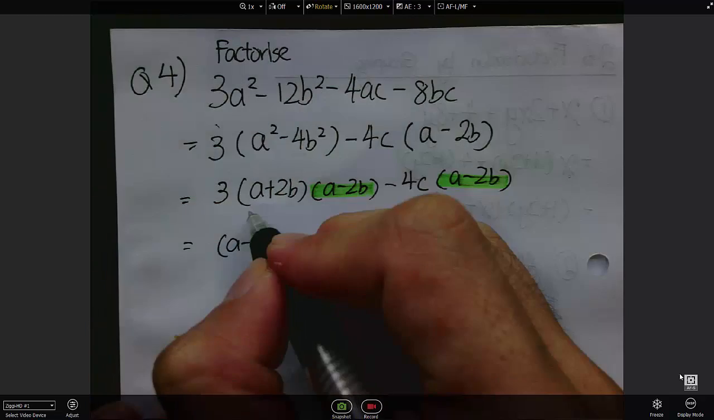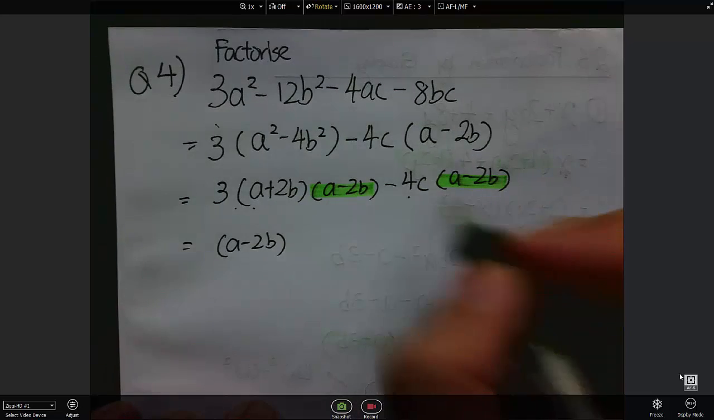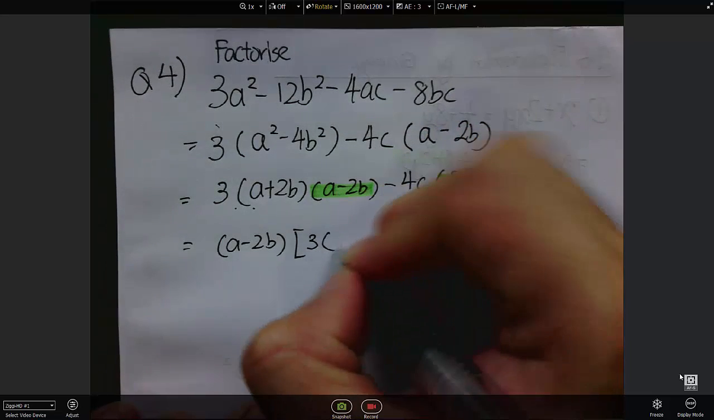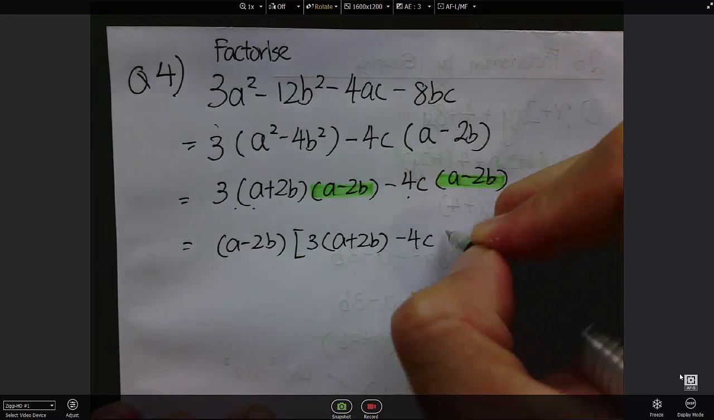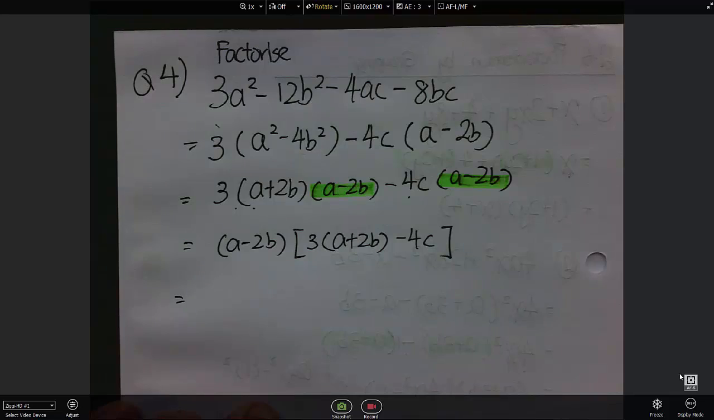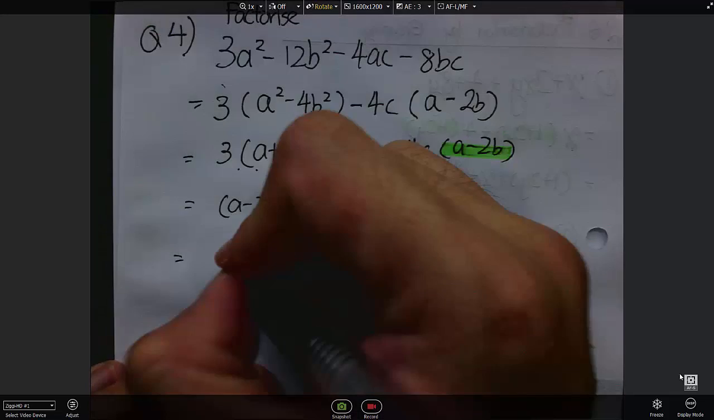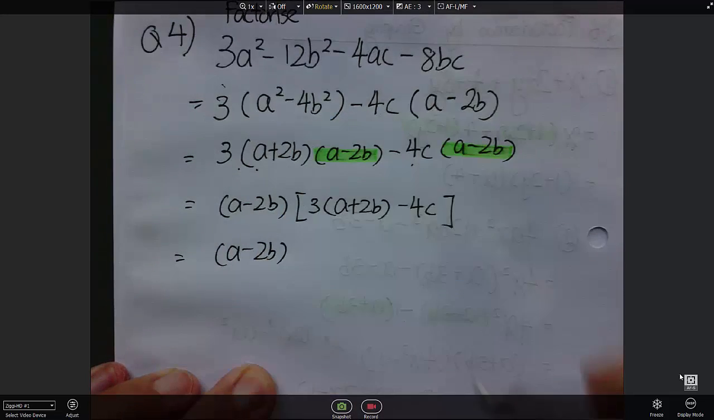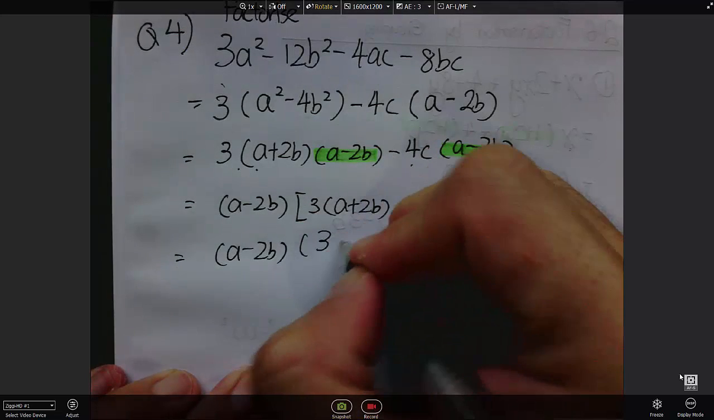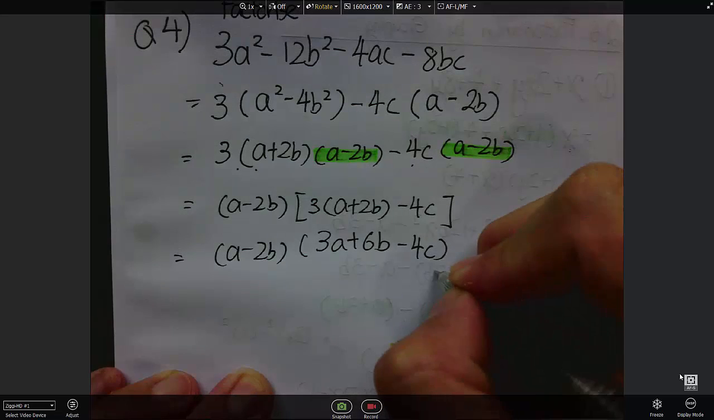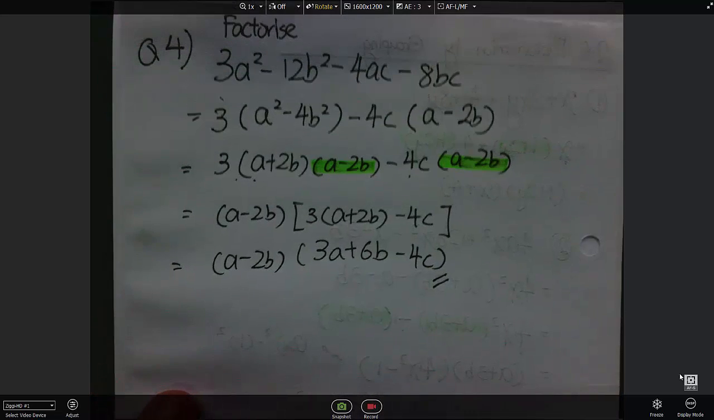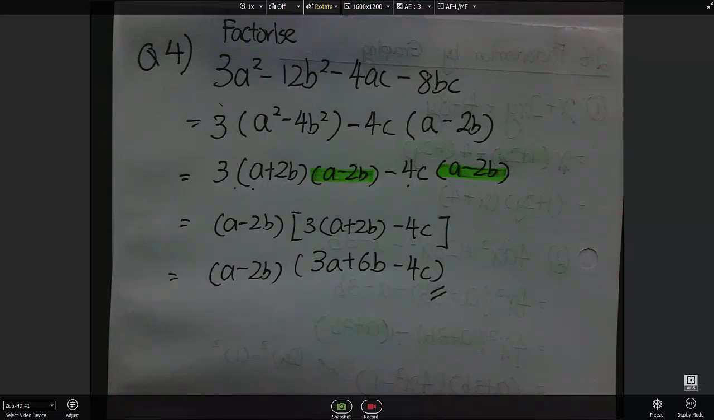what I'm left with in the bracket is this and this. So I write down, I'm left with 3 times a plus 2b minus 4c. Then I just simplify what's inside my brackets. What I have inside here is 3a plus 6b minus 4c. And I am done with question 4. And that's it for the examples of chapter 2.6.